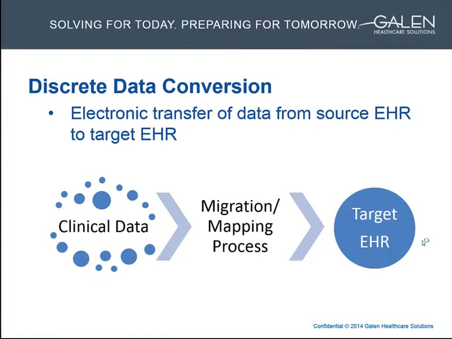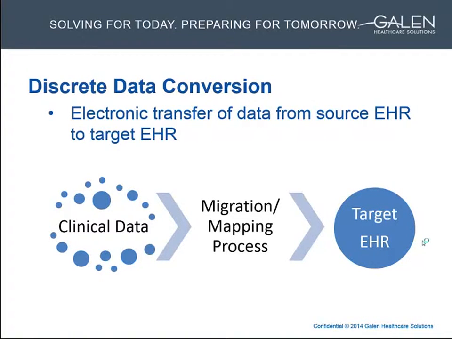Now we start getting into some of the options for technical services in a data migration. So the first one is a discrete data conversion. And I referenced the name discrete earlier in the presentation and didn't define it there. But discrete is an electronic transfer of data from the source EHR to the target EHR.